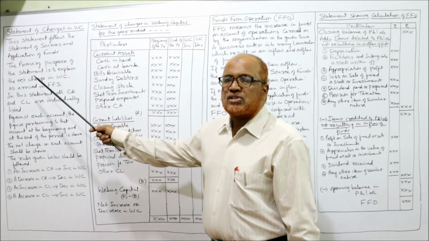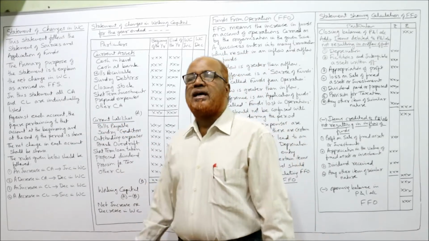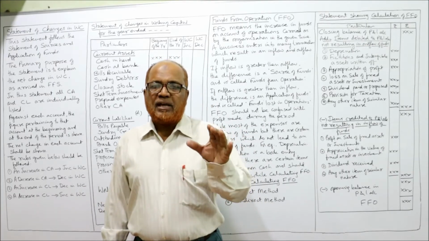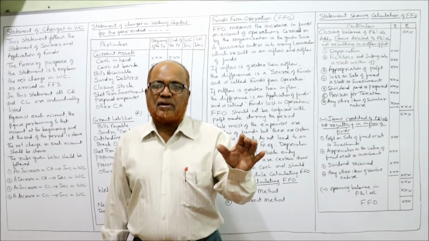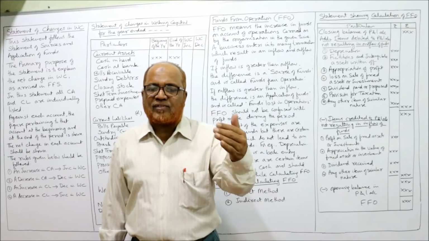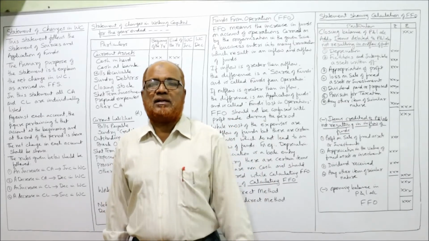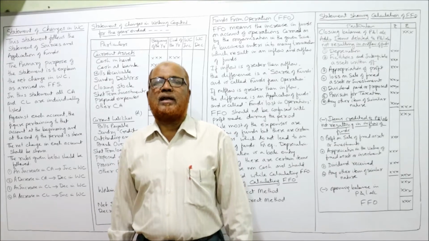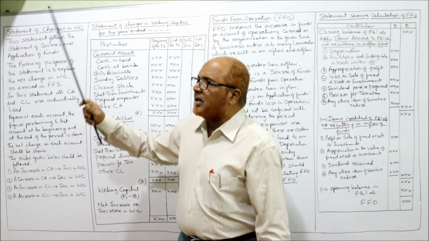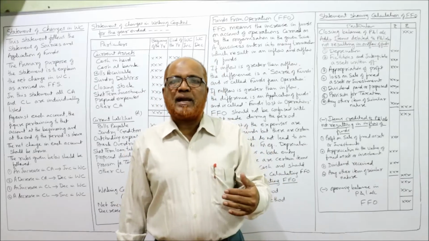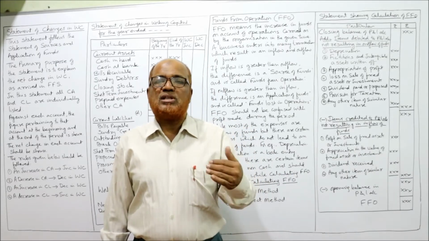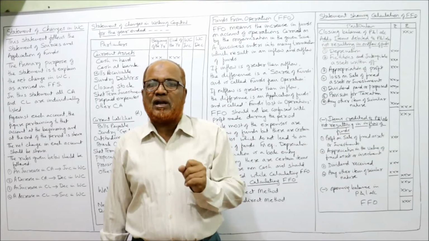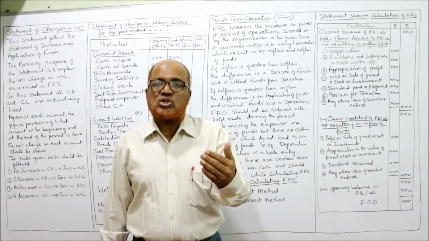Now the primary purpose of this statement is to explain the net change in working capital. In the last video I explained that the meaning of fund is working capital. Working capital is the excess of current assets over current liabilities. Simply, current assets minus current liabilities is equal to working capital. So the purpose of making this statement is to explain what the changes in working capital are. Last year working capital how much? Current year working capital how much? So how much is the change in working capital?